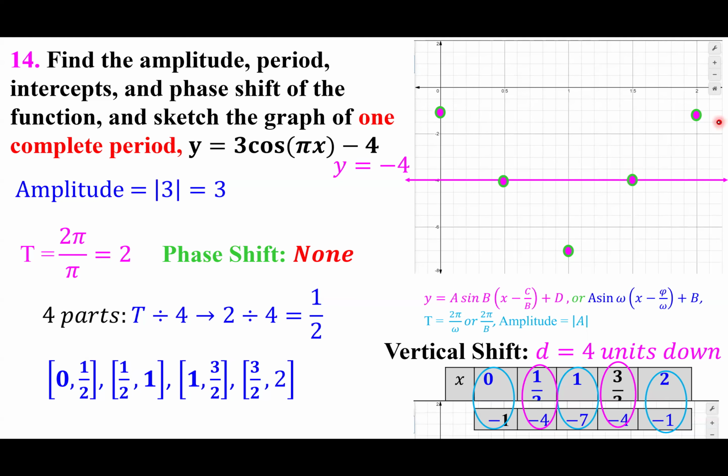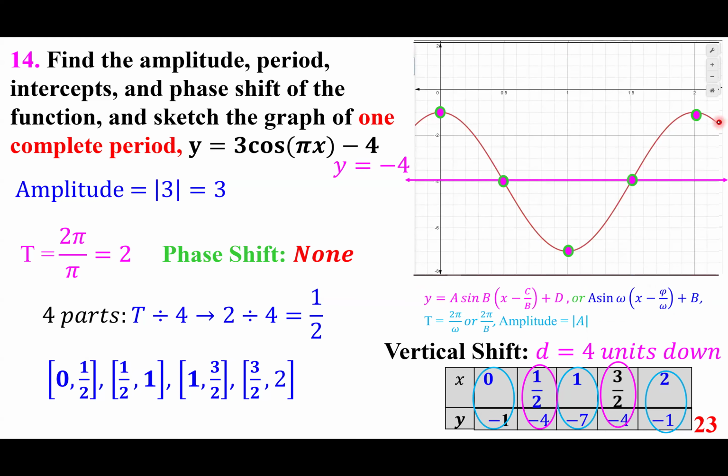Here's the graph. And again, this is one complete cycle. You can continue indefinitely on both sides if it just says graph it. If they don't say one complete cycle, then you have to continue indefinitely on both sides.